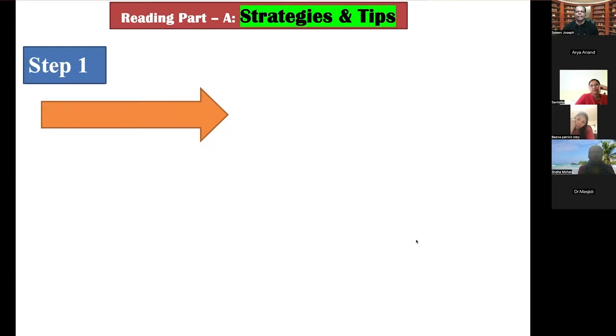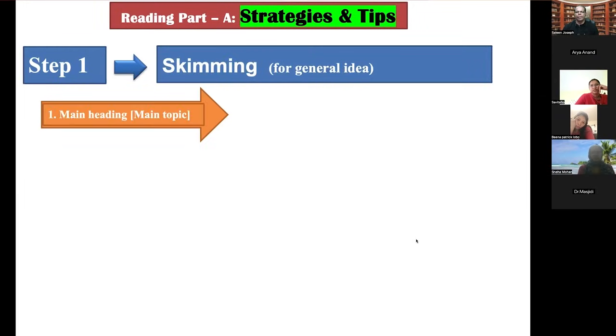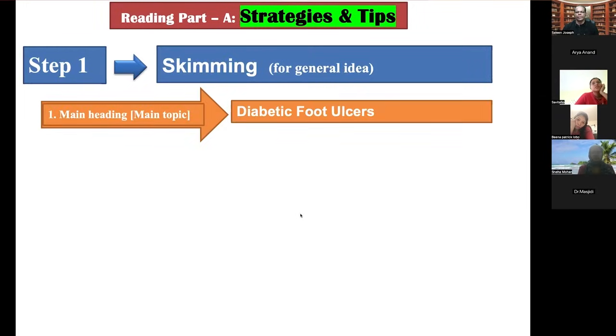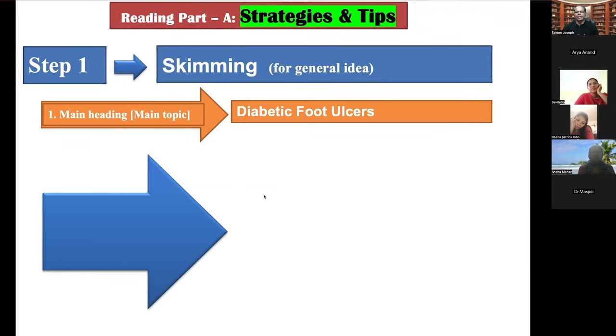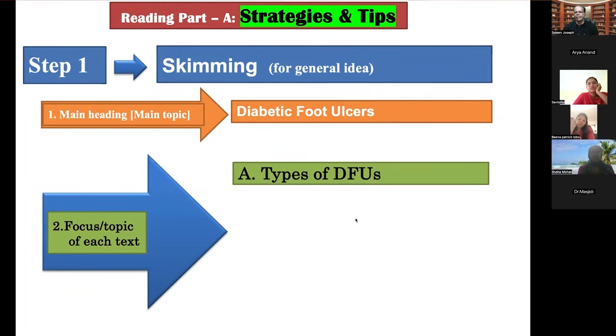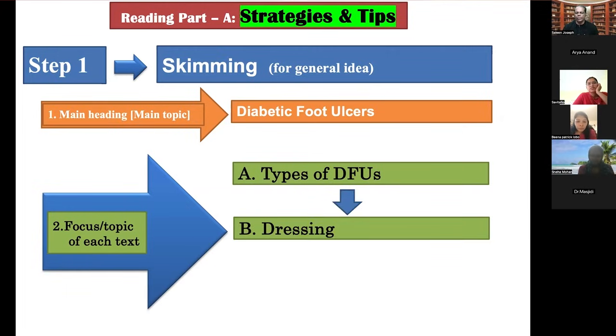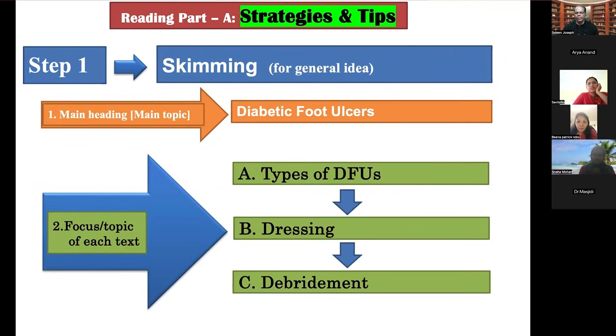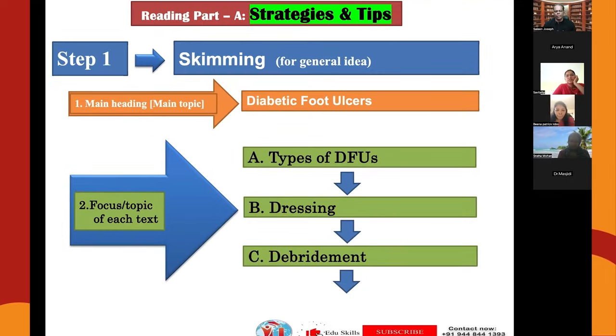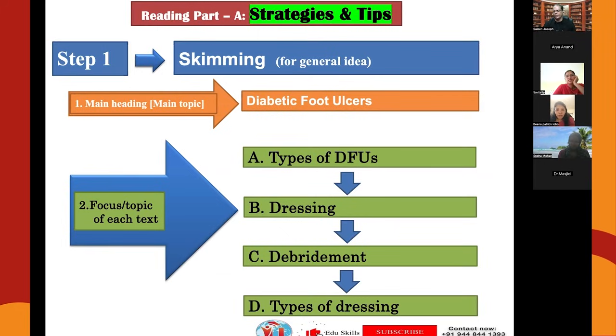Okay, reading part, reading strategy, skimming for general idea. Diabetic foot ulcers is today's topic. The general main heading is DFU, diabetic foot ulcers, DFUs. And the focus topic of each text today: the first text speaks about types of DFUs. The second text speaks about dressing. The third text speaks about debridement. And the fourth text speaks about types of dressing.